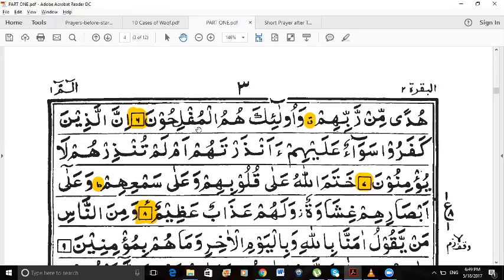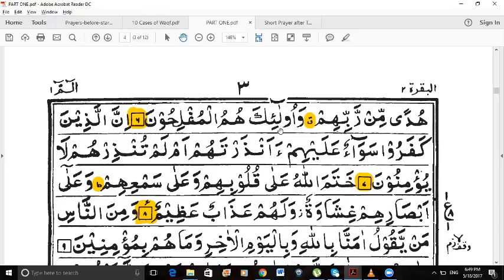Excellent. Okay. This over here, this is muflihun. This is a meem and not a ha. And also over here, make sure that you say this lam with the madd on top of it for around 4 seconds. Wa ulaika humul muflihun.